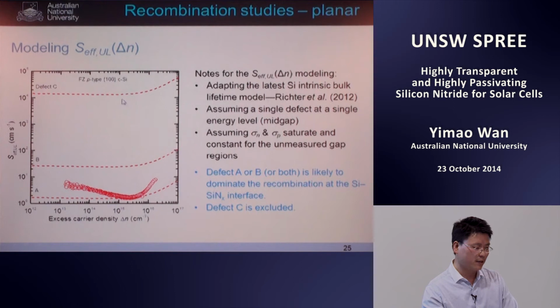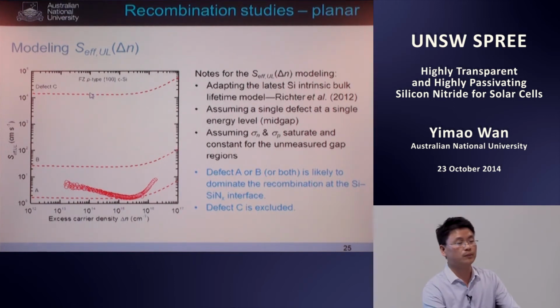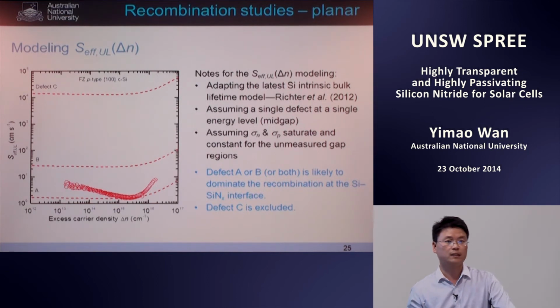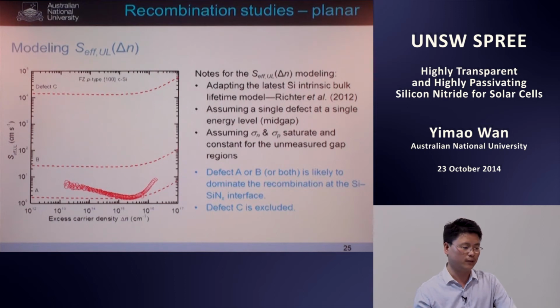But defect C is quite far away from there, and from Schmidt's study, they conclude defect C is caused by ion bombardment of the silicon surface during their low frequency PECVD reactor. And definitely for this PECVD reactor, which has a high frequency microwave plasma or radio frequency plasma, ion bombardment of the surface is unlikely to happen.